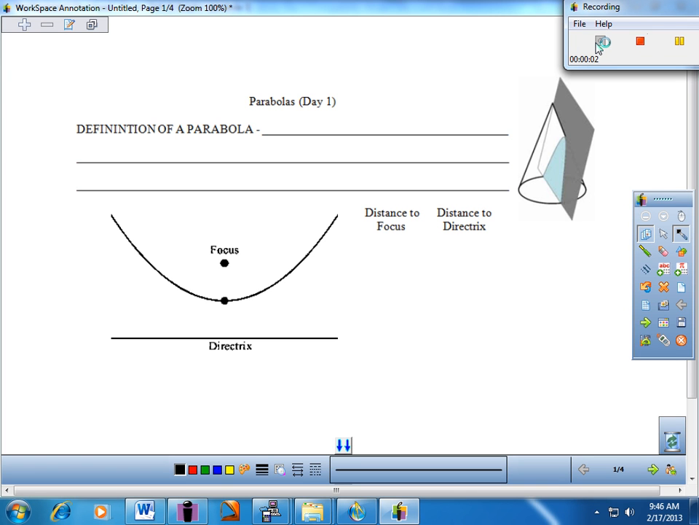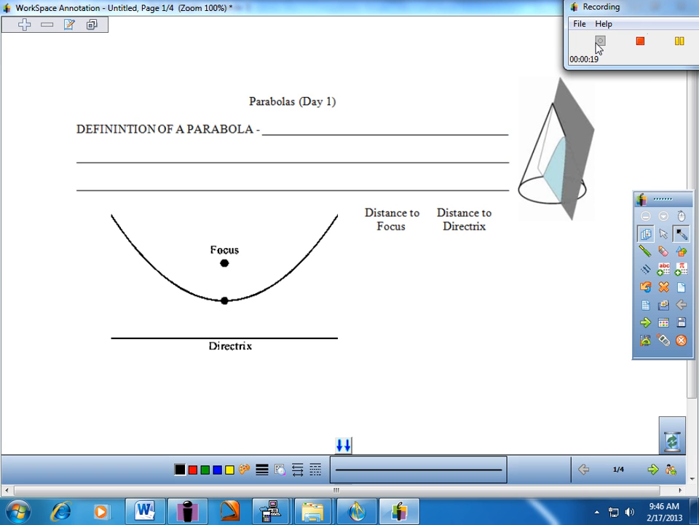Welcome. The title of today's notes worksheet is Parabolas Day 1. We will initially be exploring some of the geometric characteristics of parabolas, and that's what the top of your page suggests there. So we're going to need a ruler to go ahead and do a couple of measurements with the parabola that I've provided for you.